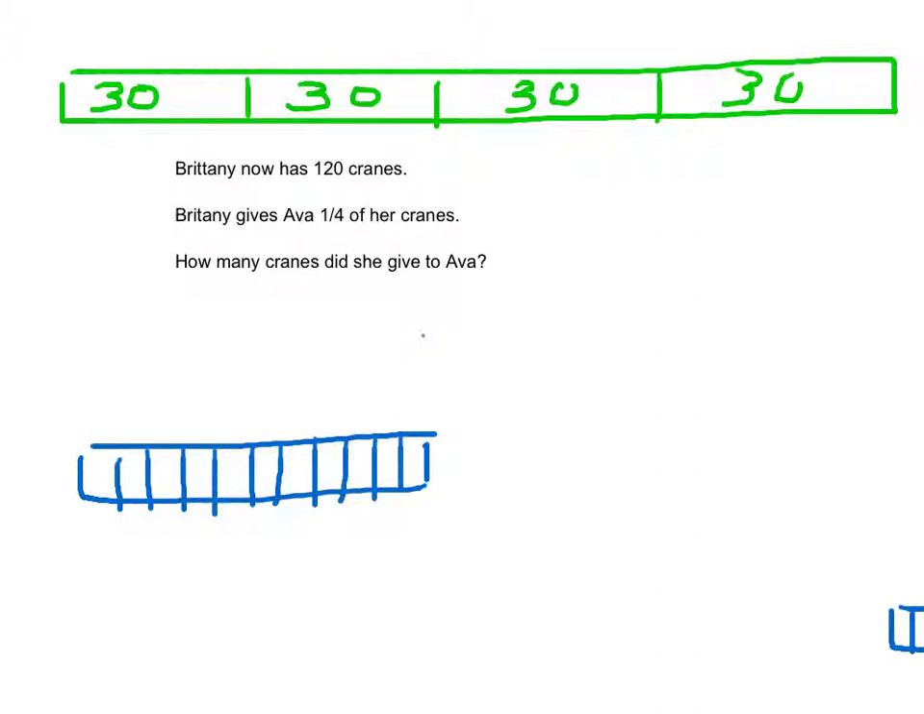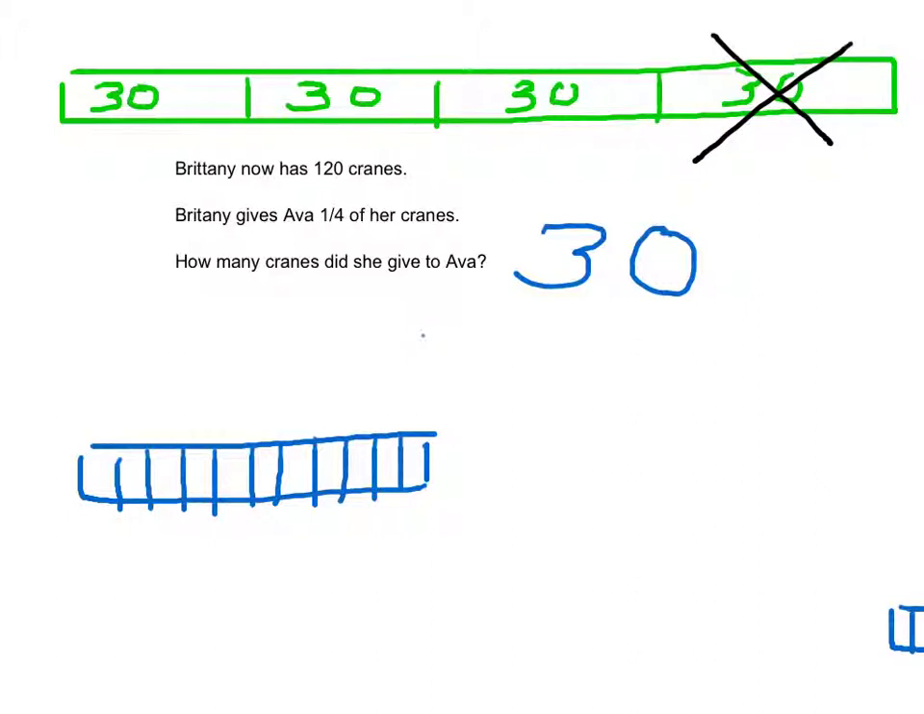Brittany gives 1/4 of her cranes to Ava. How many cranes did she give to Ava? If you look at the top tape, that's 120, and we divided it into 4 equal parts of 30 each. And that will tell you that Brittany gave Ava 30 cranes. Let's go ahead and mark off the 30 cranes that Brittany gave.